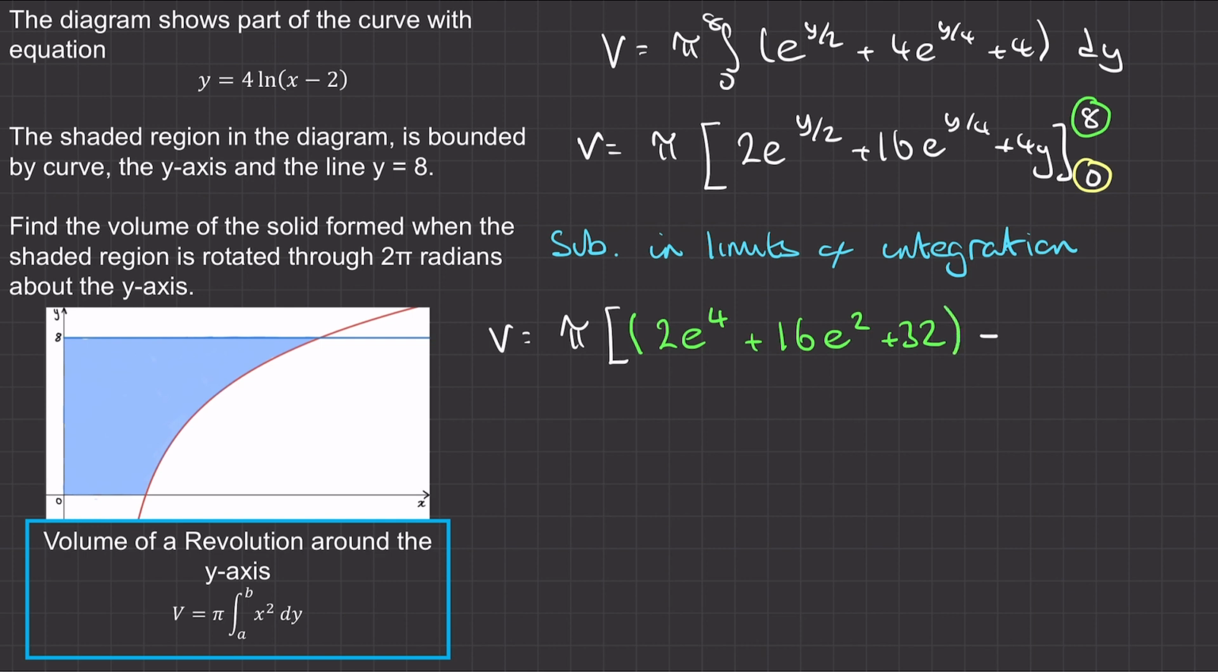Minus, and when we substitute in the 0, we get 0 over 2, which is 0. E to the 0 is 1, so this just becomes 2. Again, for our next term, we get 0 over 4, 0, so this is 1, so we get 16.